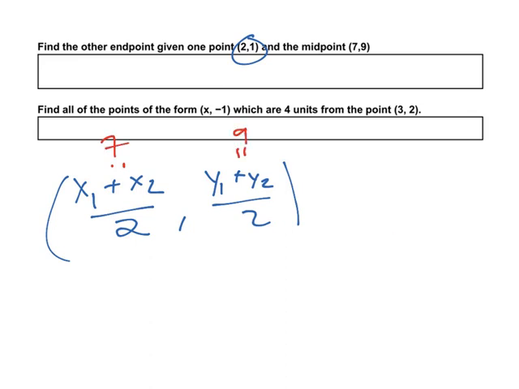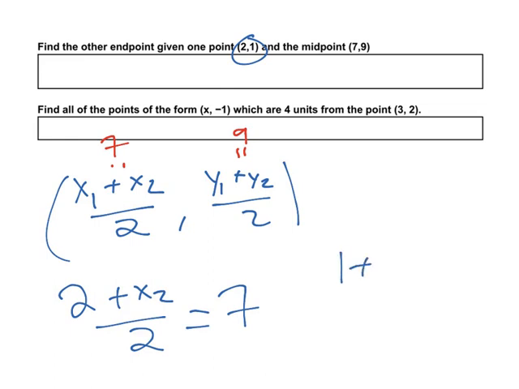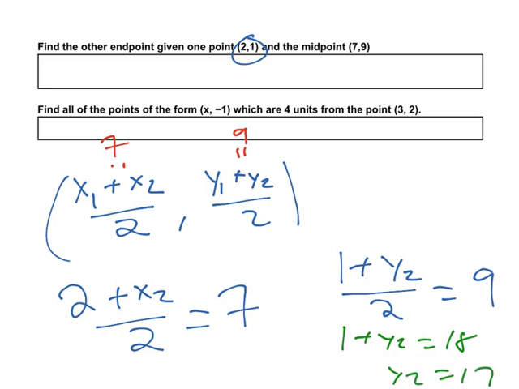So what we're going to do is input each of those and set them equal to each other. And so (2 + x2) over 2 is equal to 7 is one of the equations I need to solve. And then (1 + y2) over 2 is equal to 9. So you can see here I got 1 plus y2 equal to 18, and I get y2 equal to 17. All right, so we got 17 for that coordinate there, and then over here, multiply both sides by 2, that gives me 14, and then that makes my x2 12. So I got the point (12, 17).